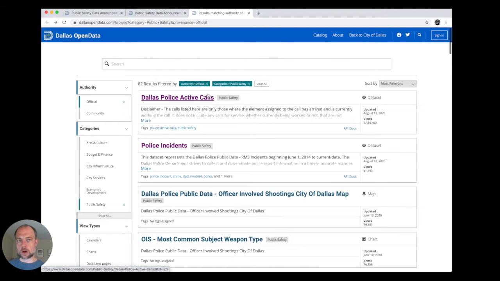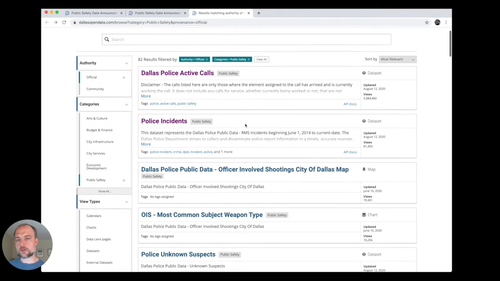So, a really important data set. We've talked about the police incidents, we've talked about the police arrests, we've looked at police arrest charges, we've also looked at the active calls. I'm here on the public safety data page, and another really important data set is use of force by the City of Dallas Police Department.